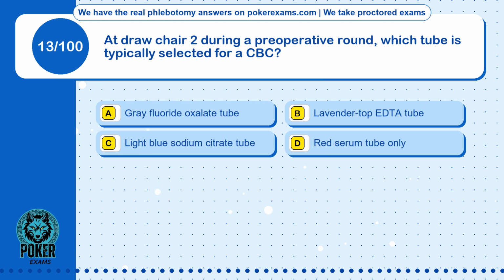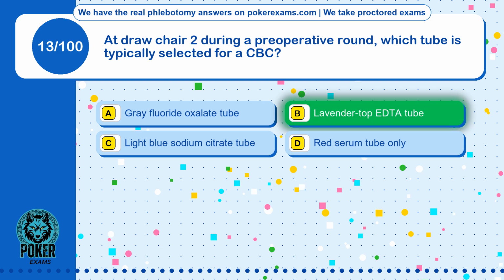Question 13. At draw chair 2 during a preoperative round, which tube is typically selected for a CBC? Option A, gray fluoride oxalate tube. Option B, lavender top EDTA tube. Option C, light blue sodium citrate tube. Option D, red serum tube only.